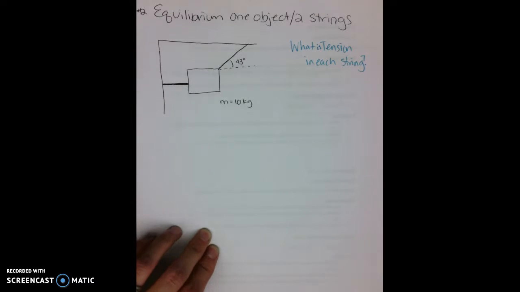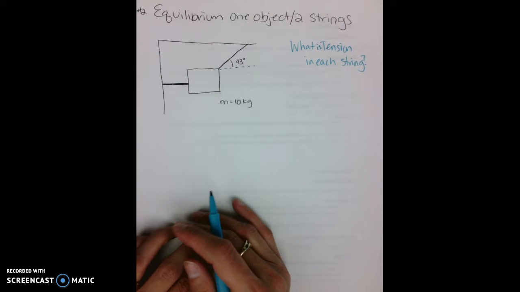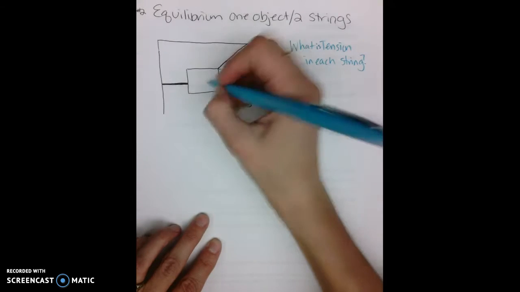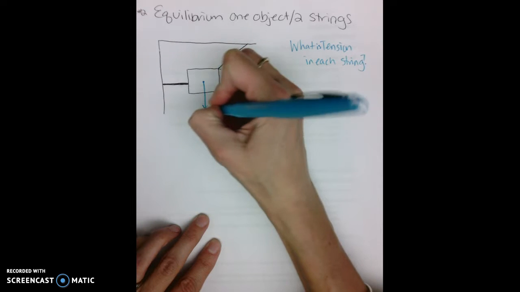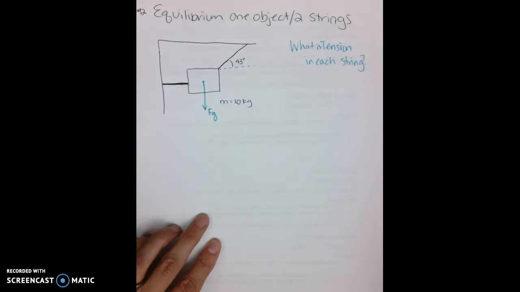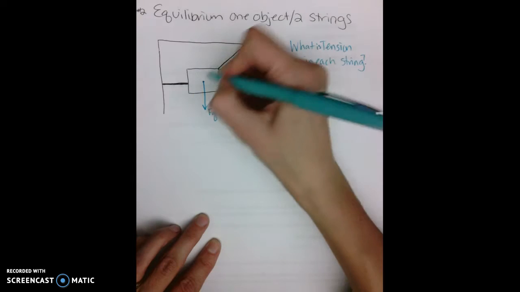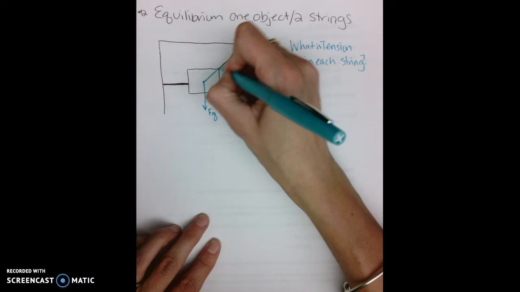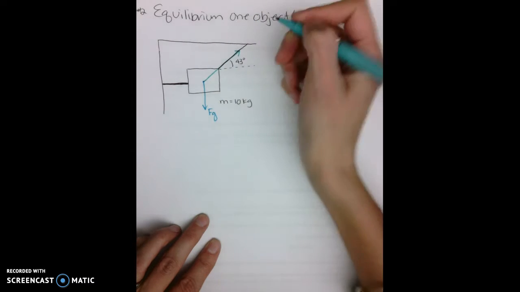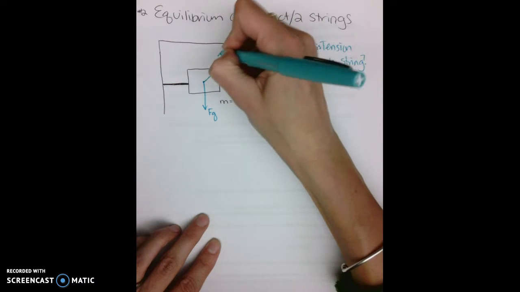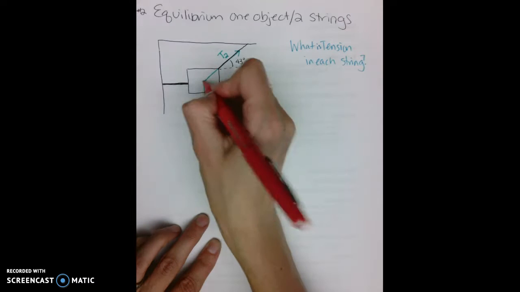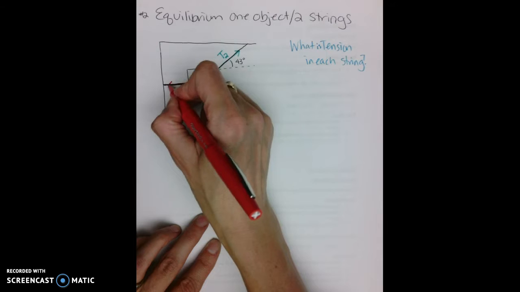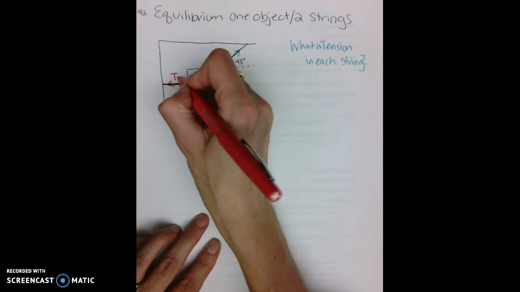Okay, so let's start by drawing a free body diagram. I'm going to draw the force of gravity straight down, because gravity works towards the center of the earth. And I'm going to draw my force of tension up along the string. I'm going to call this one T2, and I'm going to call the tension in the horizontal string T1.